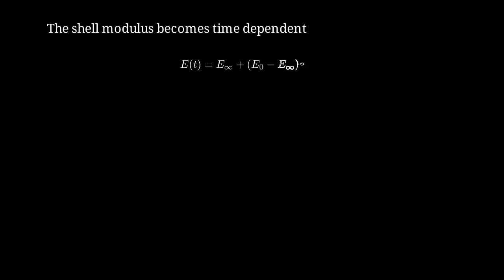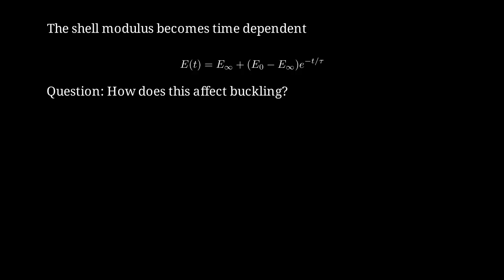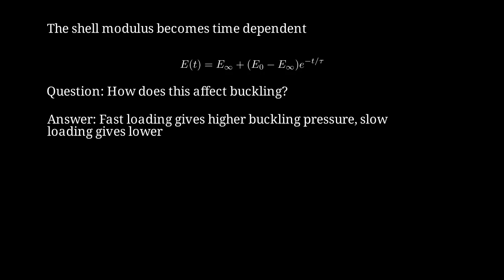The time-dependent modulus can be written as E of t equals E infinity plus (E0 minus E infinity) times e to the minus t over tau. Here tau is the characteristic relaxation time. Now here's a critical question. How does viscoelasticity affect the buckling pressure? The answer is that fast loading gives a higher effective modulus, leading to higher buckling pressure. Slow loading allows stress relaxation, giving lower buckling pressure. This explains part of the scatter in experiments. We can write this as: critical pressure for fast loading is greater than the elastic prediction, which is greater than the critical pressure for slow loading.